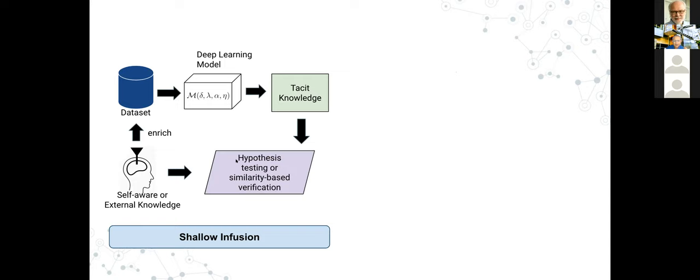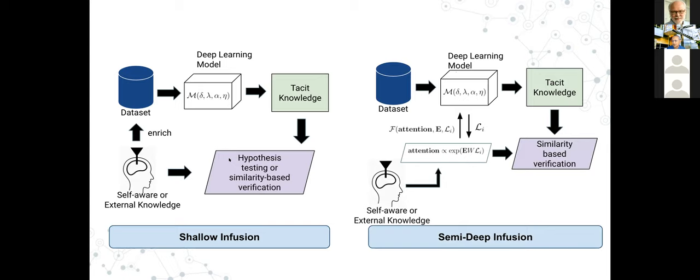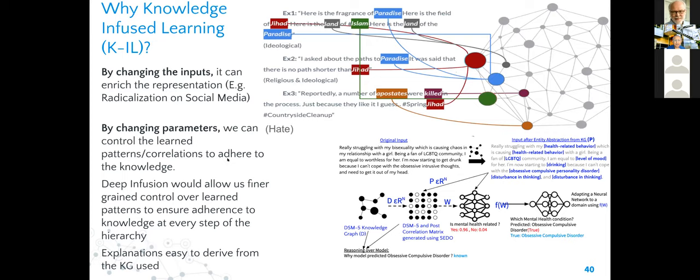In the semi-deep infusion we talk about, we are actually changing the parameters, right? And here we are doing it at one layer in the deep learning mechanism. Here's how it looks. You're seeing this text here, and then you're seeing the annotations mapped to the knowledge graph, right? And that is what would provide us the additional capabilities that come from knowledge-infused learning, all those things that we are talking about in interpretability, explainability, and things.